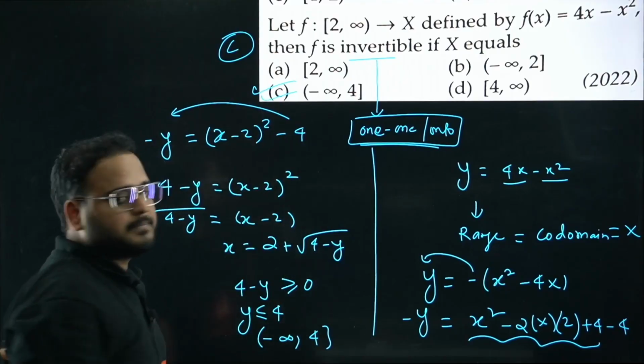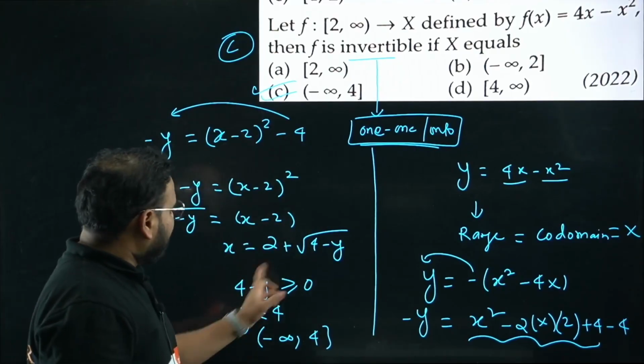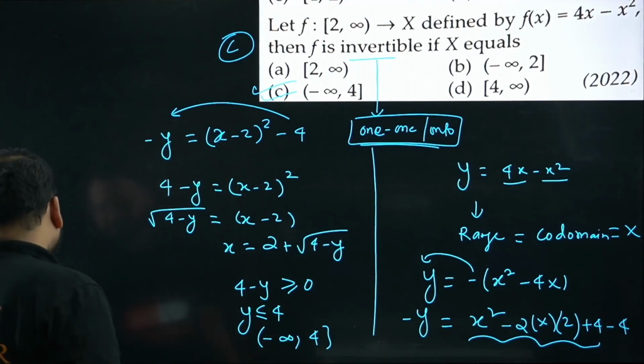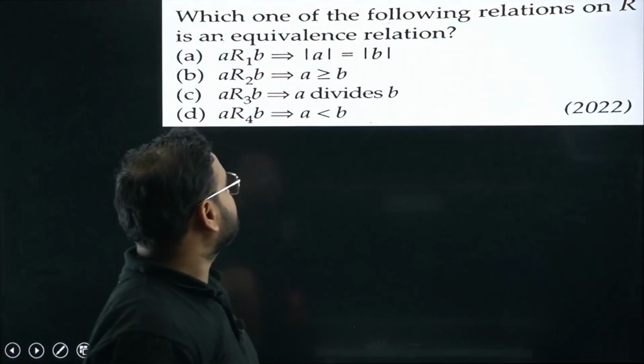Option C is correct. Can you get that? Yeah. Y goes on that side, so y less than 4. You have answer as option C only. Okay. Question number 3, so we'll solve this question.